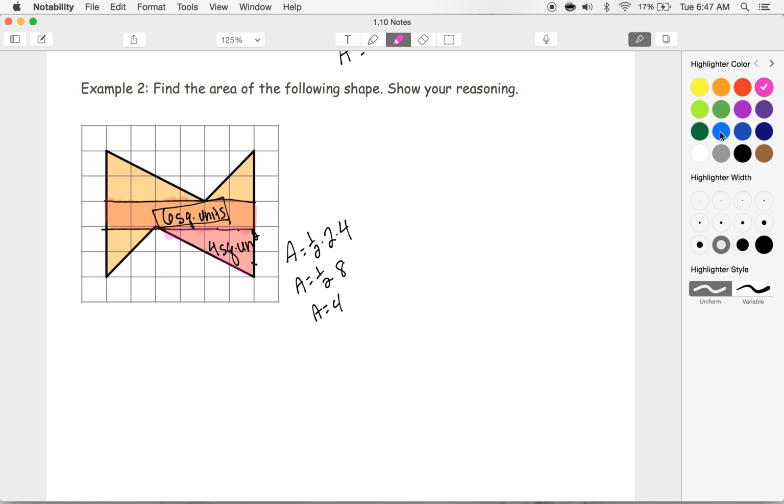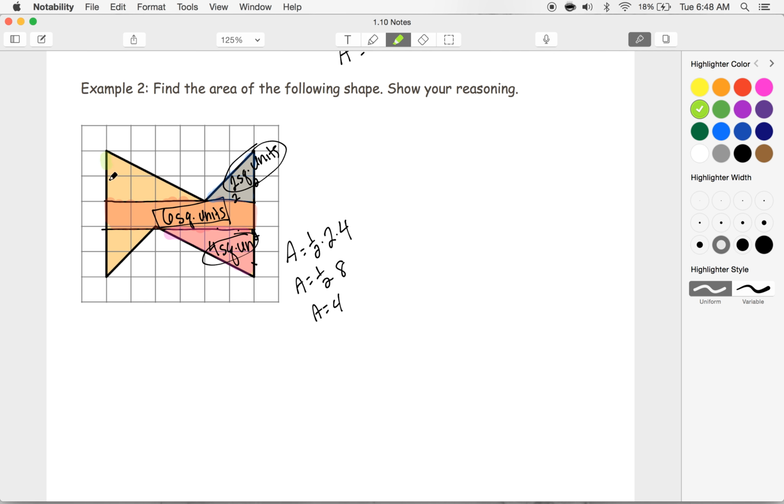Let's look at my next triangle. Let's look at this triangle here. This is a 2 by 2. He's teeny. So 2 by 2. 2 by 2 is 4, half of 4 is 2. So we have 2 square units there.